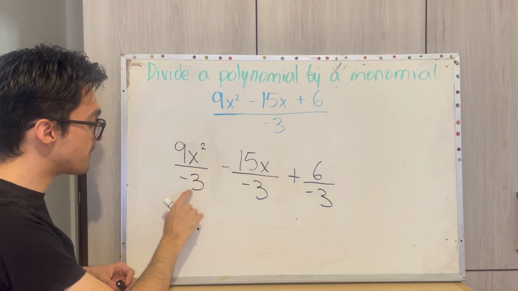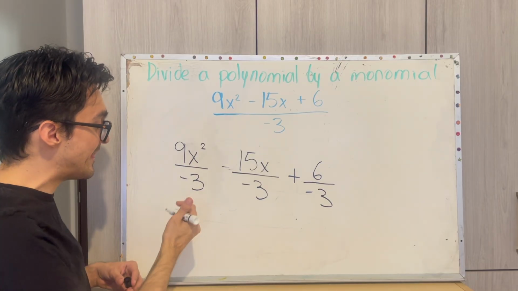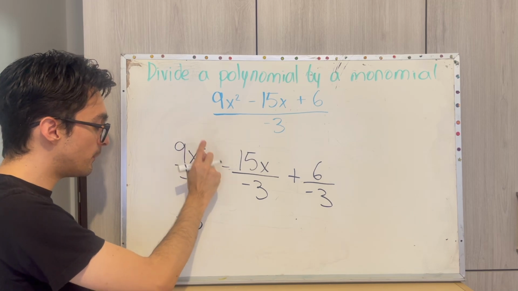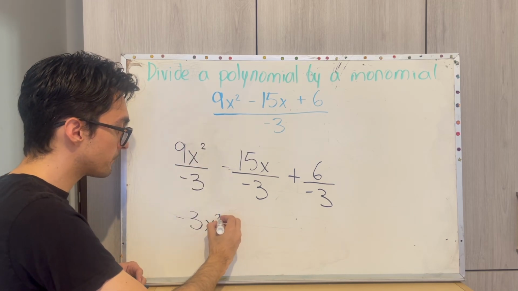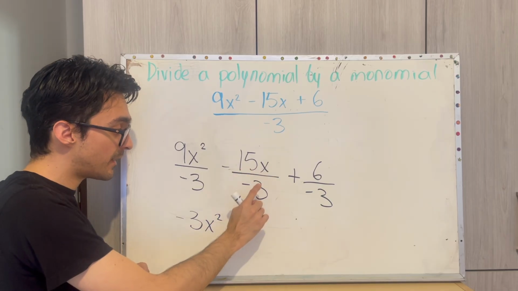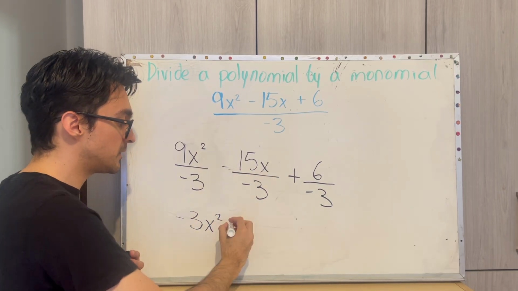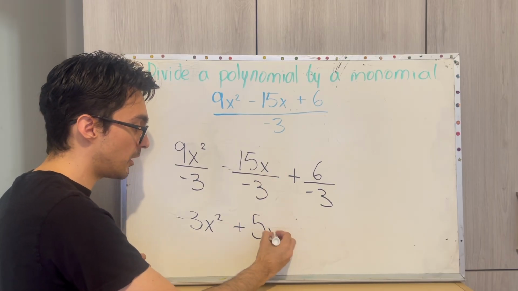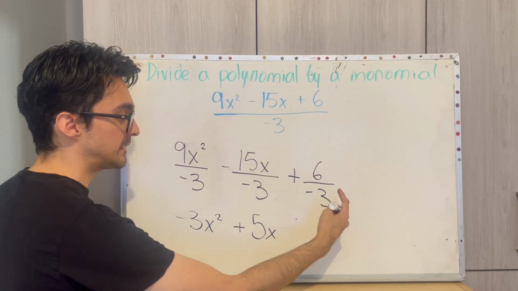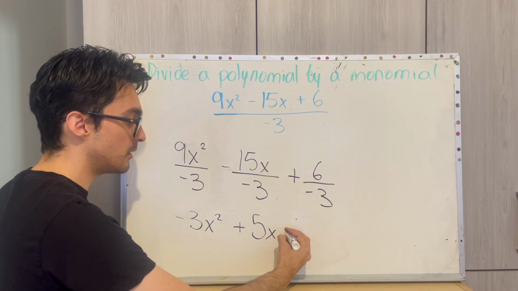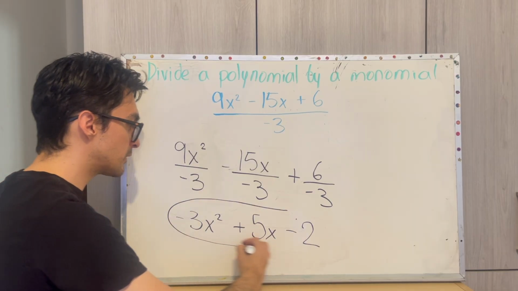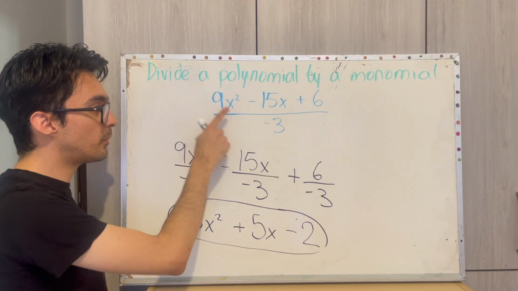I know that 9 divided by negative 3 will result in a negative 3. And I just keep the variable and the power that I have here. Then negative 15 divided by negative 3 will result in a positive, in this case positive 5. I keep the variable on the top. And finally, positive 6 divided by negative 3 will result in negative 2. And this will be the result of dividing this polynomial by this monomial.